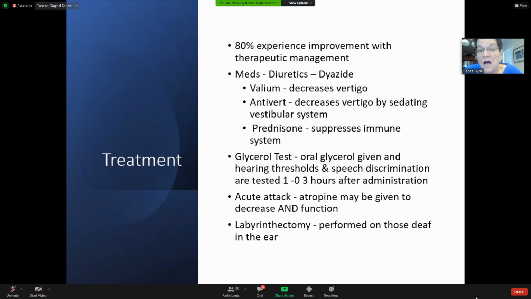Diazide, Valium, Antivert, prednisone are things that they would use. Typically during an acute attack, they may be given atropine to decrease autonomic dysfunction. That should be ANS, autonomic, not AND. Seriously, with the labyrinthectomy, those are usually done when hearing loss has become so profound that it will not be a loss to lose the rest of the hearing.